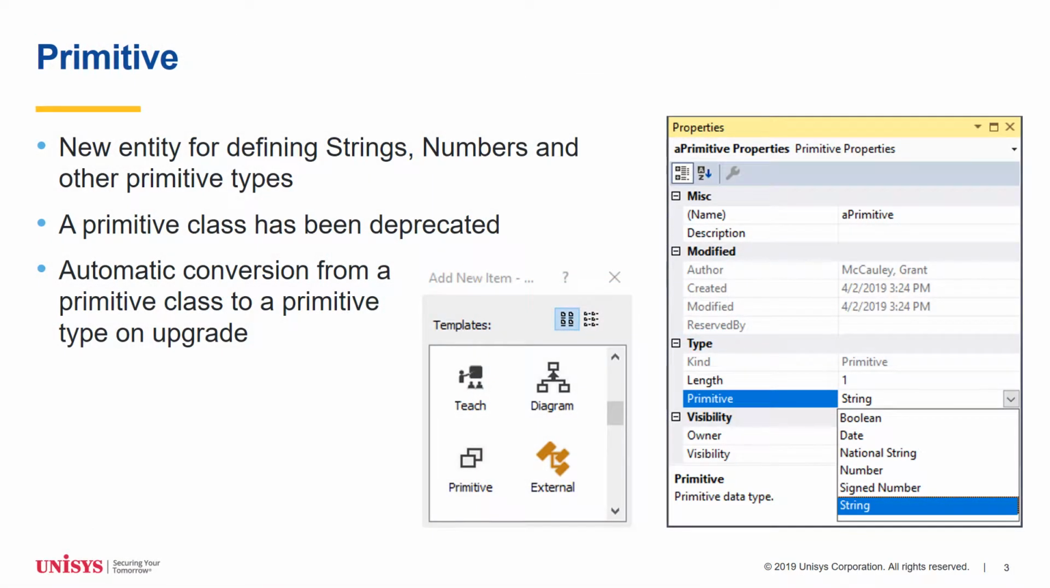To define strings, numbers, booleans, and the other primitive types, you no longer use the class in AB Suite 7.0. Instead, you use the new entity called primitive. On upgrades to AB Suite 7.0, all of your primitive classes will be converted over to the new primitive type automatically.